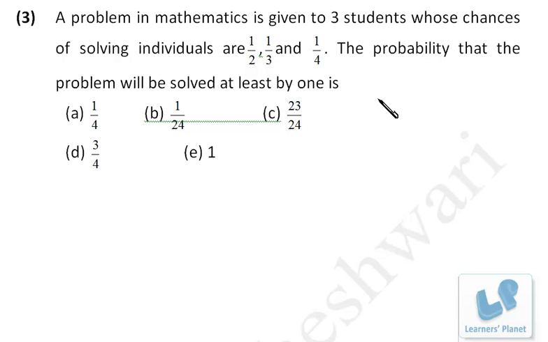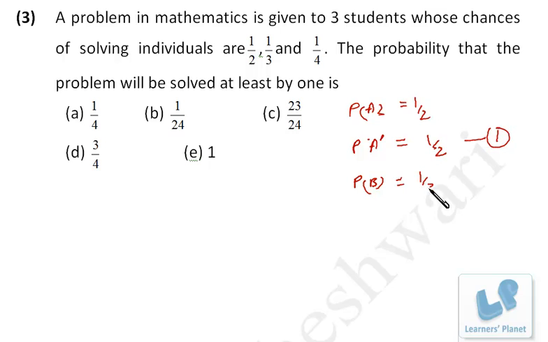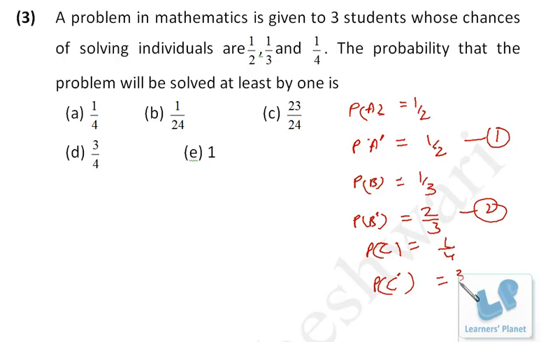Now suppose the 3 persons are A, B and C. So probability of solving by A is half. That means probability of not solving by A, that's P(A bar), is also half, right? Similarly, if B solves the problem, the probability is 1 by 3. B not solving the problem, the probability will be 2 by 3, that is 1 minus 1 by 3. Similarly, the problem is solved by C, the probability is 1 by 4. So if C is not solving, P(C bar), that's 3 by 4. So the sum of these two should be 1, that you should be careful.